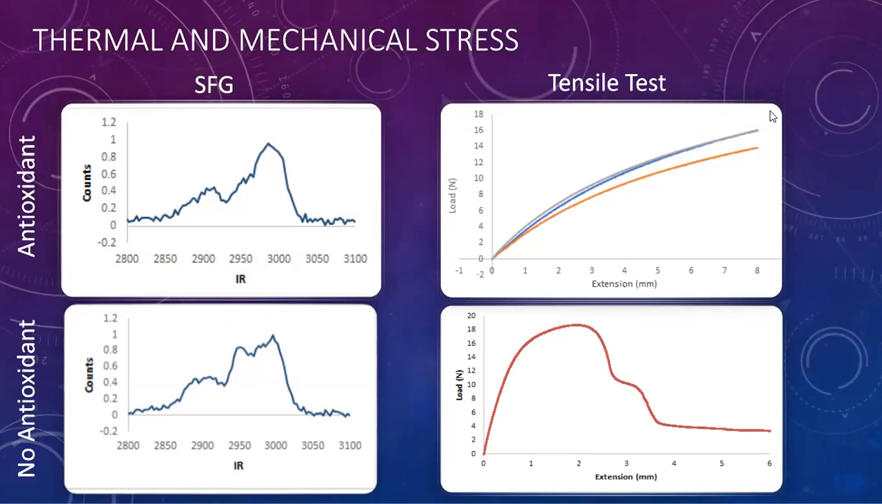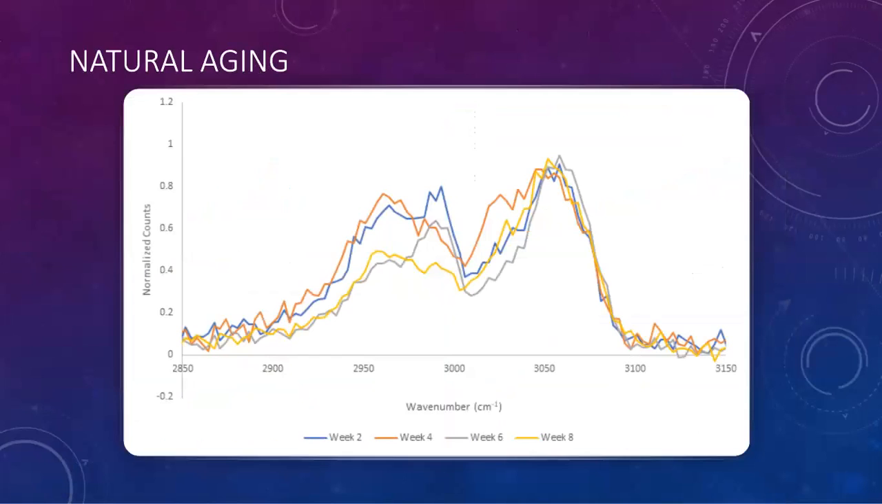Our samples that had antioxidant behaved normally, didn't have a problem, and went back to how they were. Our ones without antioxidant, after they had been aged, broke at like 2 millimeters. They barely got anywhere. They completely broke, and we couldn't really test them very easily after that. So we wanted to do a further test into that aging and how it's affecting our samples.